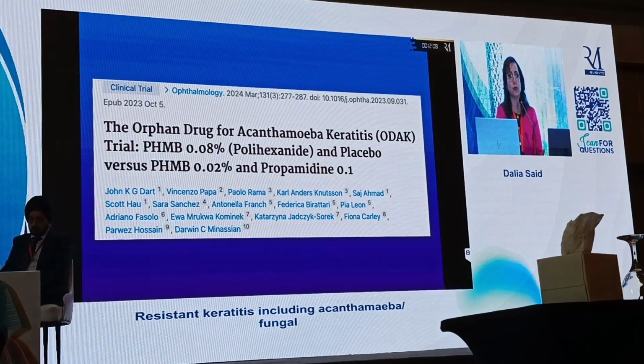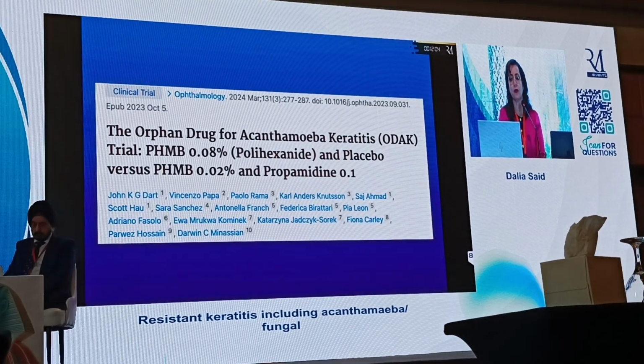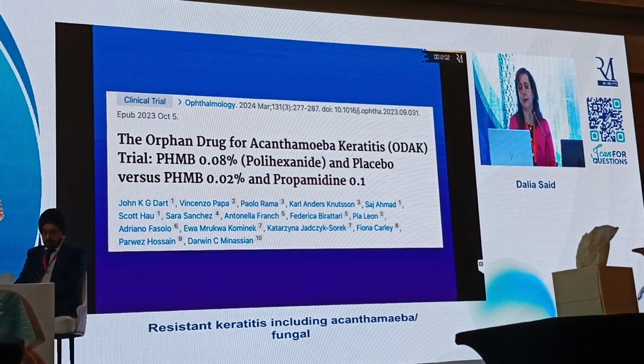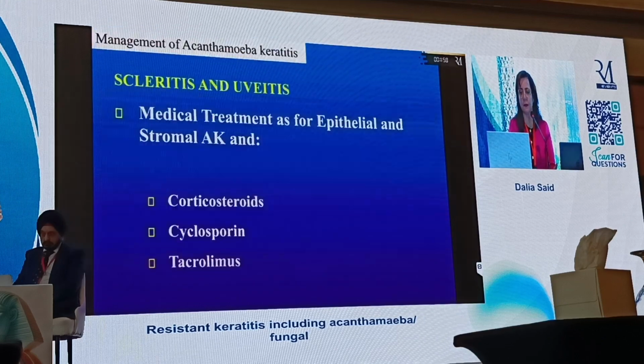That allows you to give the patient only 1 drop rather than 2 drops, and it shows quite good results, maybe 86% recovery within a year.